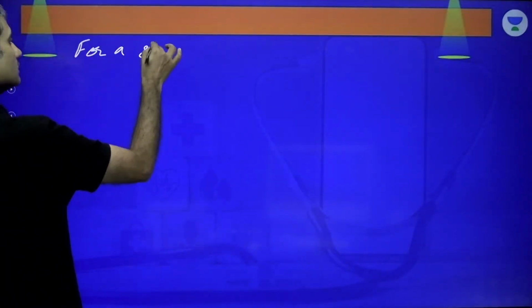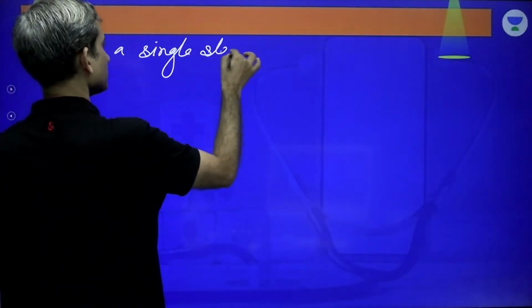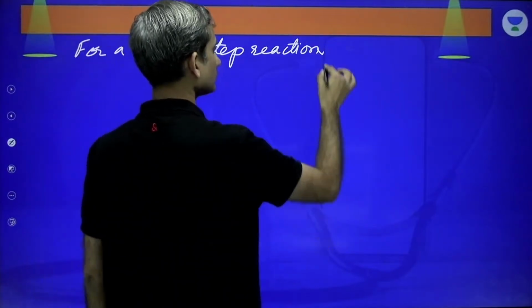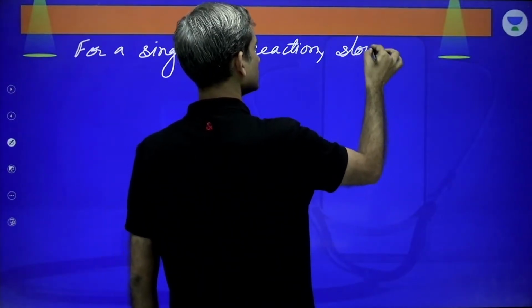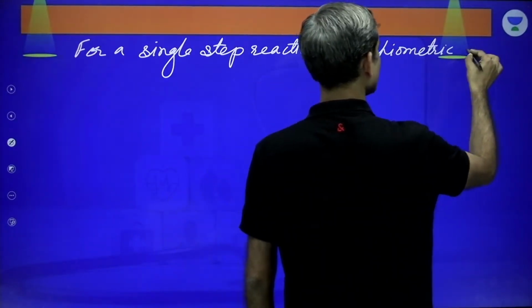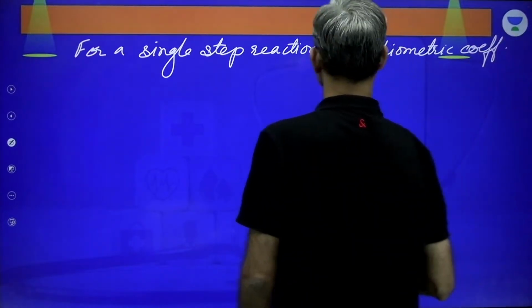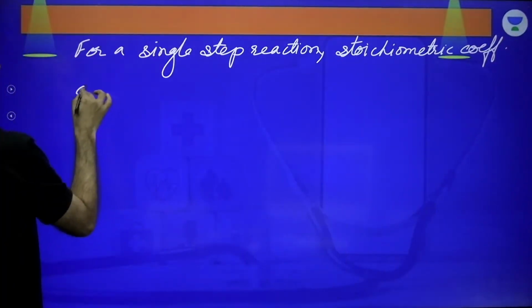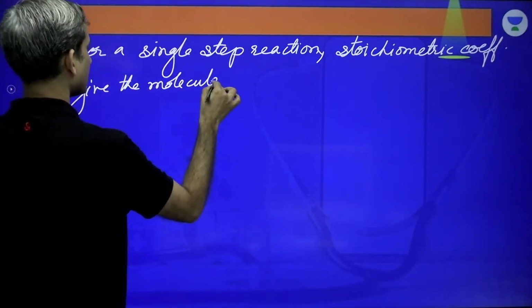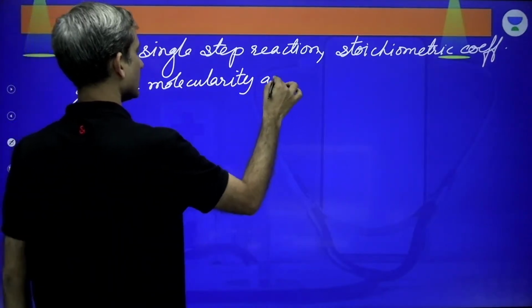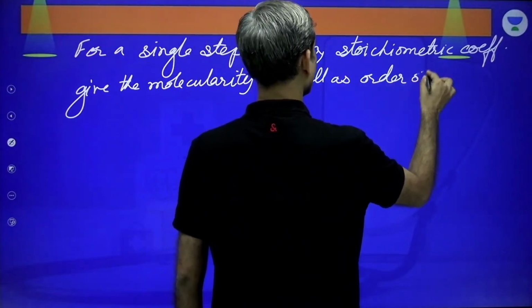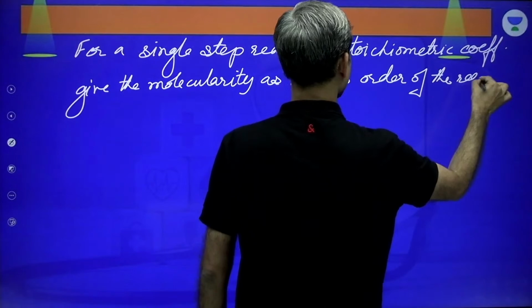So that is what we have: for a single step reaction, stoichiometric coefficients give the molecularity as well as the order of the reaction.